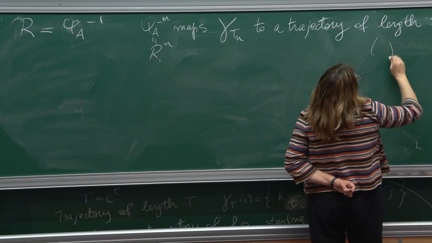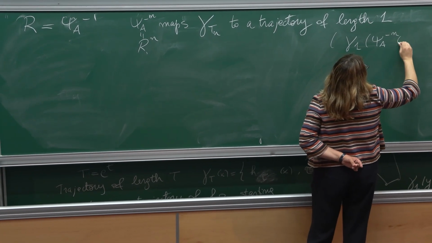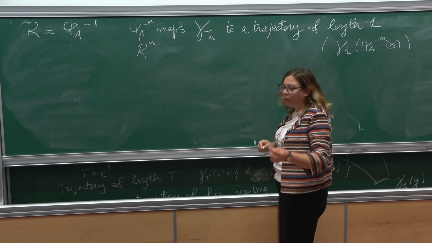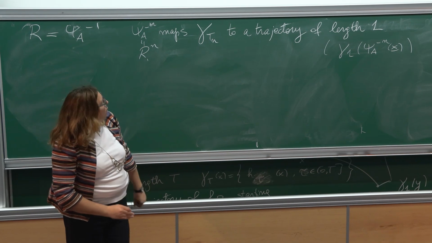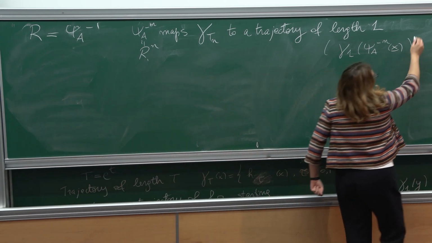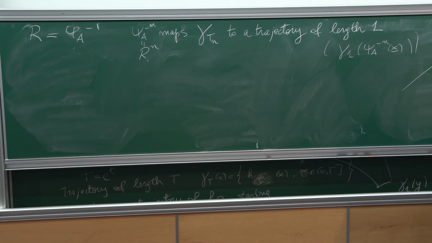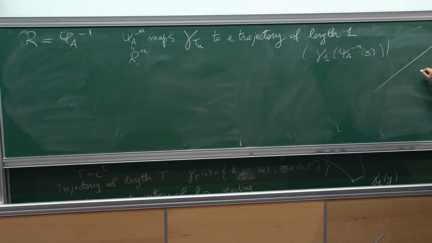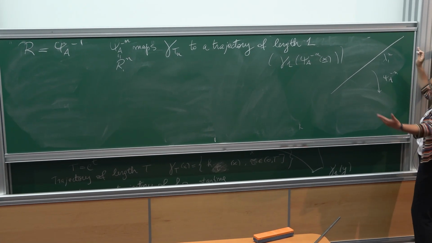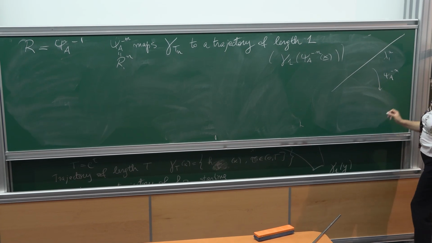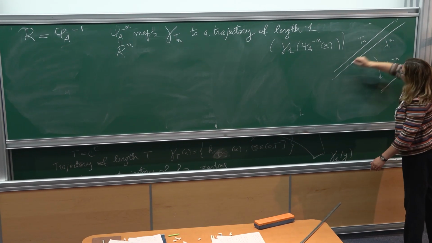It will be some trajectory gamma 1, not of the same point, but of CA minus n of x. So again, I change the point, but a long trajectory contracts to a trajectory of the same flow. So I'm just saying that if I take something of length lambda 1 to the n, and I apply this CA minus n, it will shrink it. This is length tn, and it will shrink it.